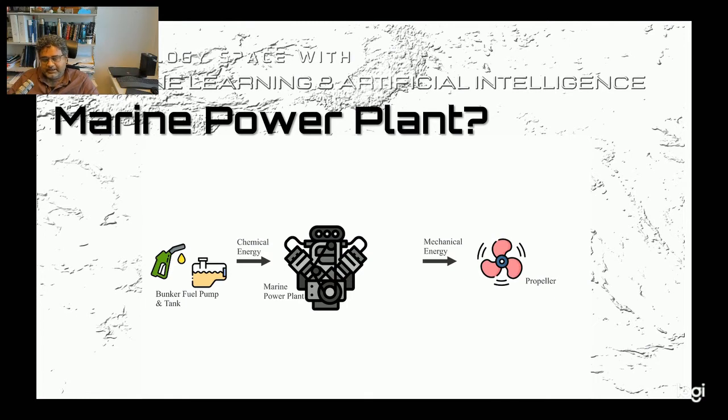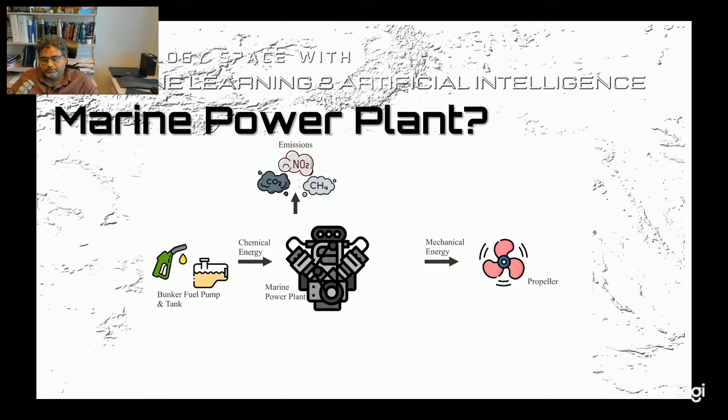This is where these marine power plants will play an important role. These power plants can consist of main and auxiliary engines, multiple types of engines with respect to the power requirement of these ocean-going vessels. And these engines will transfer the chemical energy in the bunker fuel into mechanical energy that would drive these vessels forward. This chemical energy transformation into mechanical energy is done by the combustion process of these marine engines.